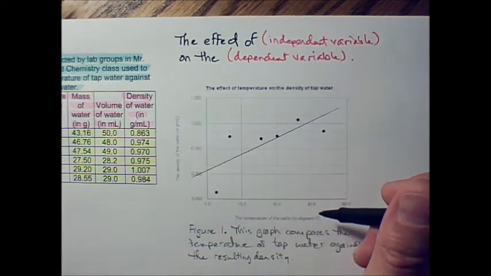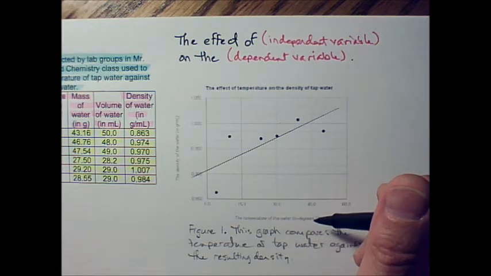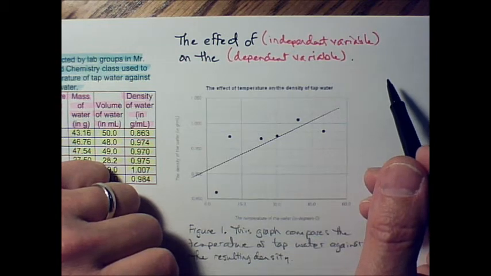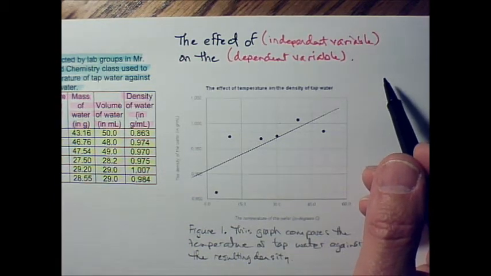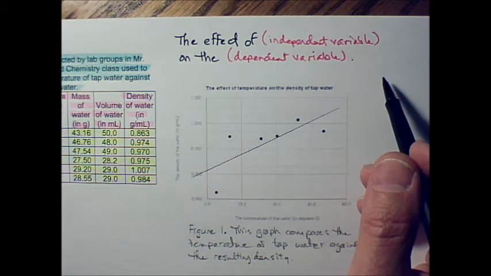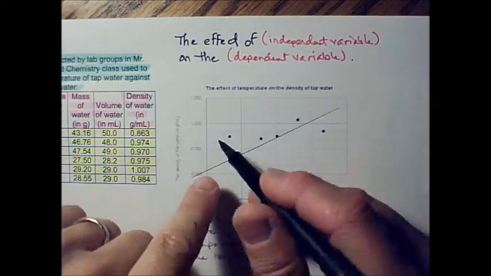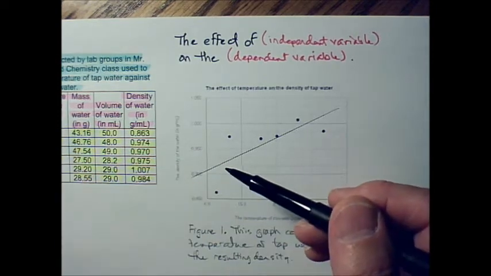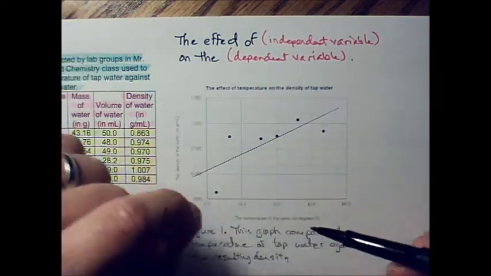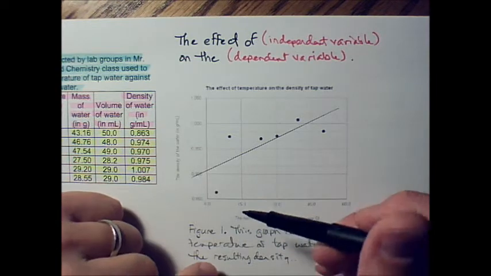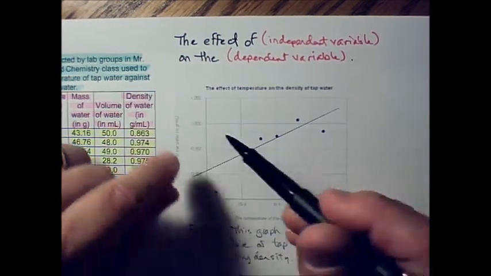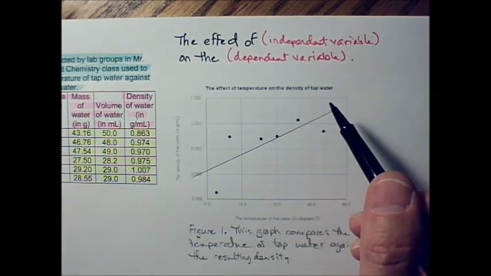So yesterday you changed the temperature, or each lab group used a different temperature. The class as a whole changed the temperature, didn't they? Alright? Table 1 was close to 0, table 2 was 10 degrees, and so forth. We changed the temperature, and we measured how it changed the density. So density is the dependent variable. The density changed because of what we changed. We changed the temperature, that's the independent variable. It caused the density to change, that's the dependent variable. Does that make sense?